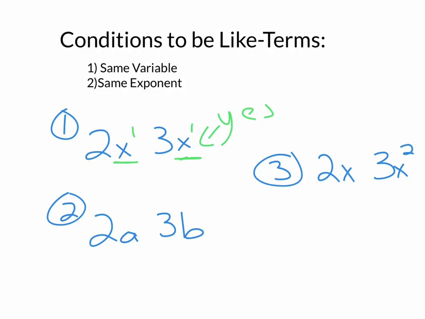Number 2, we have 2a and b. Those are different variables, so no, they are not like terms. If they had 2a and 3a, then they would be like terms. Number 3, we have x and x squared. Those are the same variable, so check off number 1. But this is raised to the first power and this is raised to the second power. So no, they are not like terms. They are not the same, so be careful with that kind of problem.